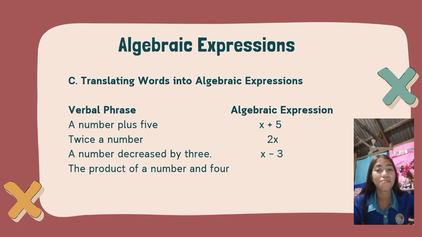A number here is the variable. And then 4. Yes, sakto. 4. And then, a number times 4 is equal to 4x. So, the product of a number and 4 is 4x. Are we clear? Or do you understand?